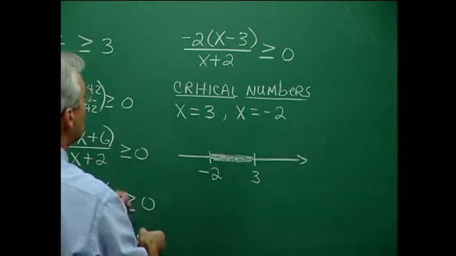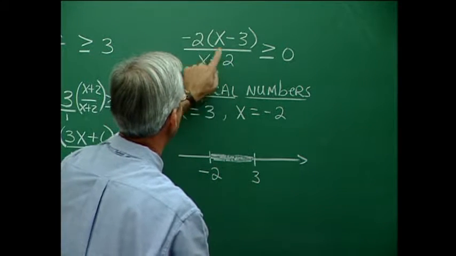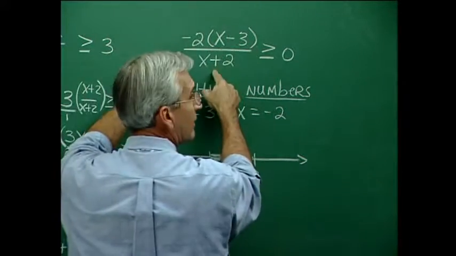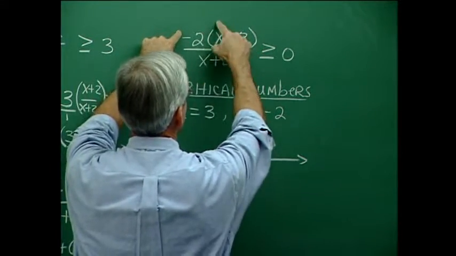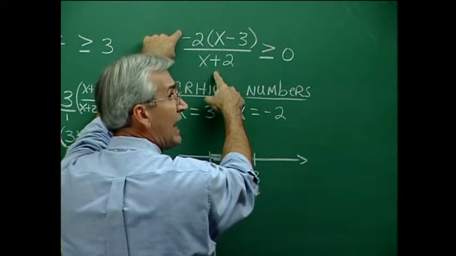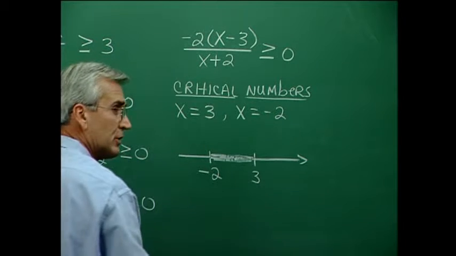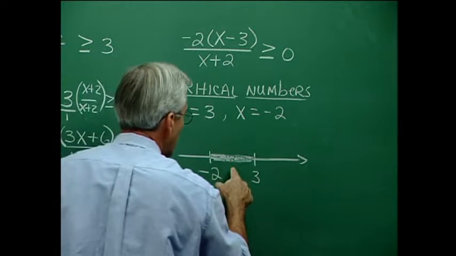Big negative numbers. Big negative number plus 2, negative. Big negative number minus 3, negative. Negatives all around. Negative times negative, though, is positive. Positive divided by negative, negative. Negative greater than or equal to 0, no. So this is not part of the solution region. Our solution region is here.